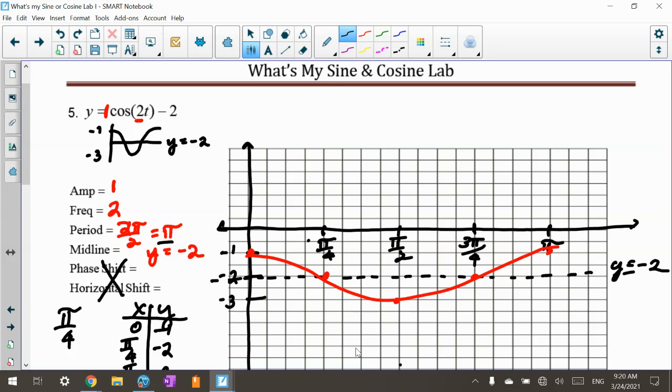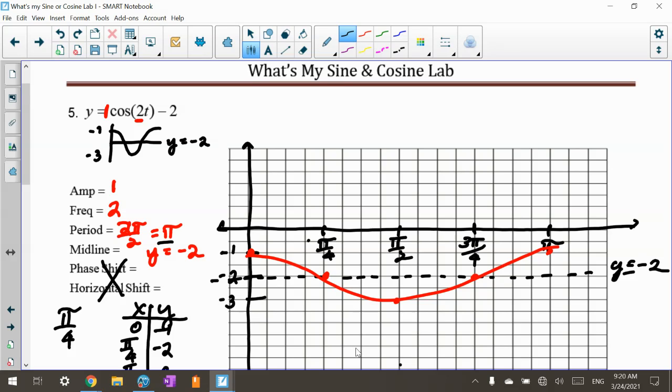So when I looked at it, I see that it's going to be basically starting high, but you've got to remember my midline is -2. So I kind of did a little sketch that if the middle is -2, and I have an amplitude of 1, I'm going to go up to -1 and down to -3. So I kind of did that so I know how to sketch it.